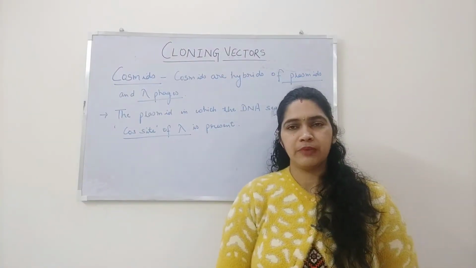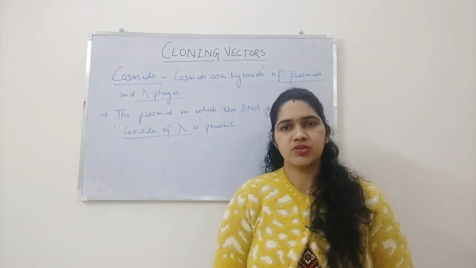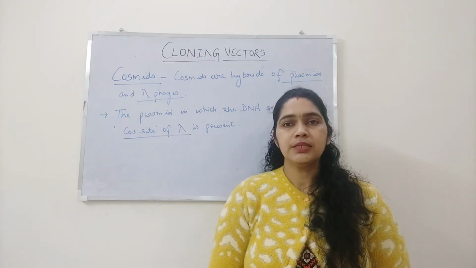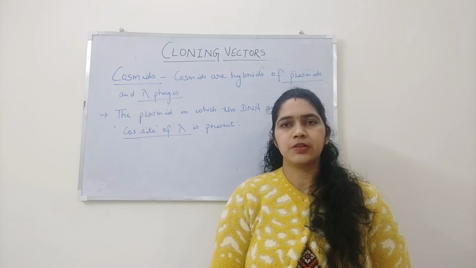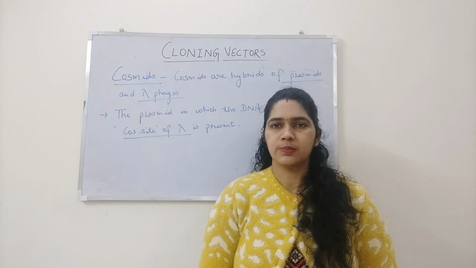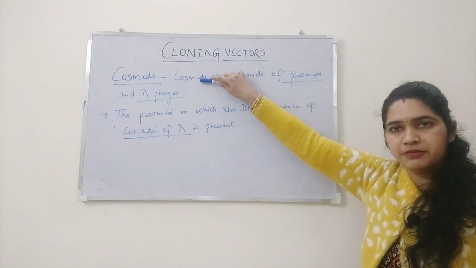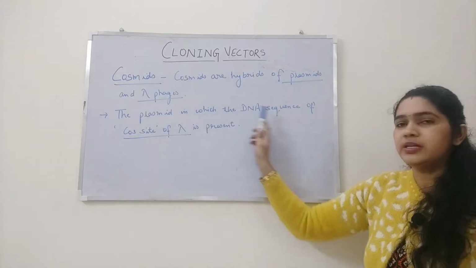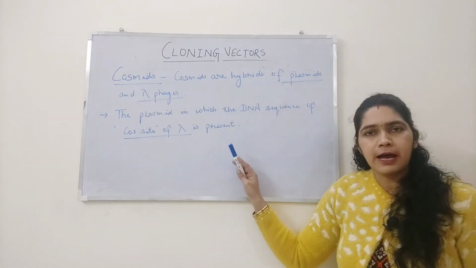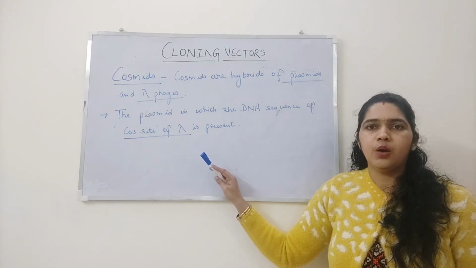The third cloning vector that is used for recombinant DNA technology is the cosmid. As the name suggests, they are hybrids of plasmids and lambda vectors. These are plasmids that contain the cos sites of lambda phage. Now, let's have a look at the statement or content of the cosmids. Cosmids are hybrids of plasmid and lambda phages, plasmids in which the DNA sequence of cos sites of lambda phage is present. Cosmids have higher cloning capacity, say twice that of lambda vector.